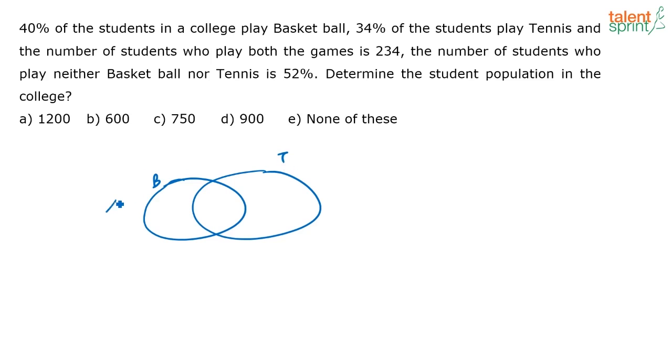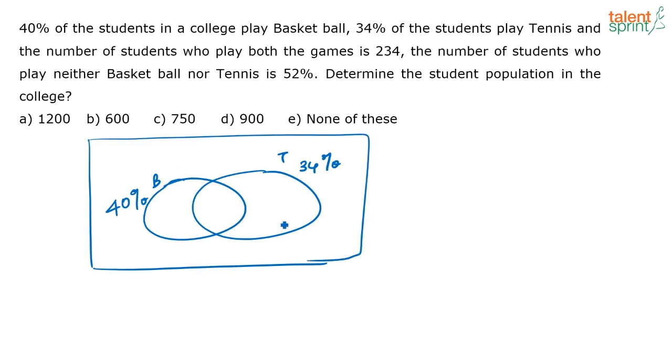Now they are saying that 40% of the students play basketball and 34% of the students play tennis, right? So this set represents 40% of the strength and this set represents 34% of the strength. And it is given that 234 students play both, right? Here the percentage is not given. We have to find out the percentage. Let us take it as X percentage. So let us say X percentage of the students play both.